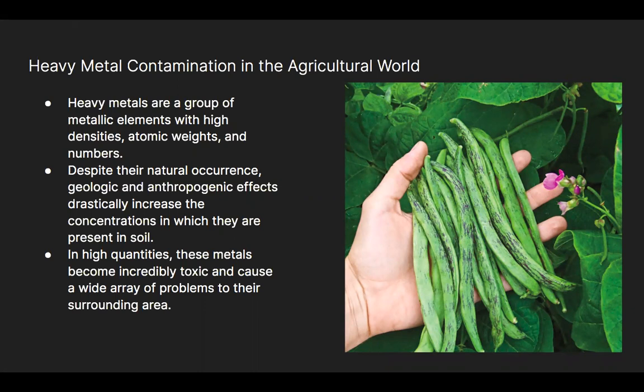Despite their natural occurrence, geologic and anthropogenic effects drastically increase the concentrations in which they are present in soil. Activities that are found to increase heavy metal concentrations include mining, burning fossil fuels, the use of fertilizers and pesticides, and the smelting of metals. In high quantities, these metals become incredibly toxic and cause a wide array of problems to their surrounding area.